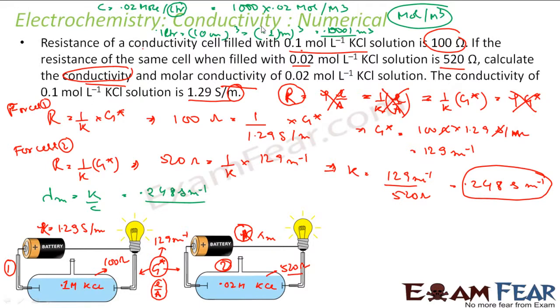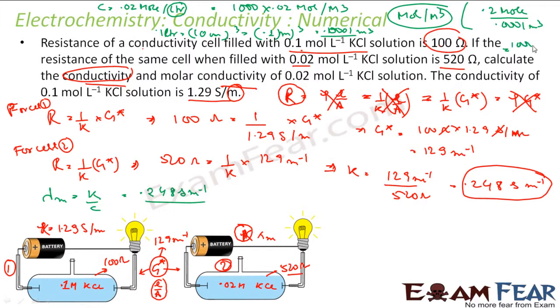Correct? If you are confused, I can show you here. So this is clear, right? 1 liter is nothing but 0.001 meter cube, right? So I can write this C as 0.2 moles. Instead of per liter, I'll write per 0.001 meter cube. And if you solve this, you have to take this up.